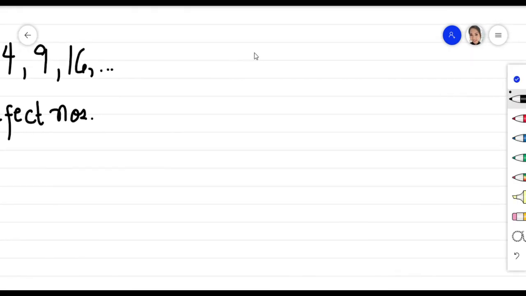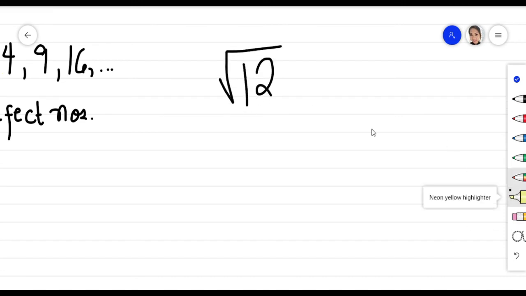Example, square root of 12. Now, 12 here is a non-perfect number, right? So how should we find the square root of 12? So first, we need to find two factors for 12 in which the first factor should be a perfect number and the other one is not. So for example, 12 is 4 times 3.